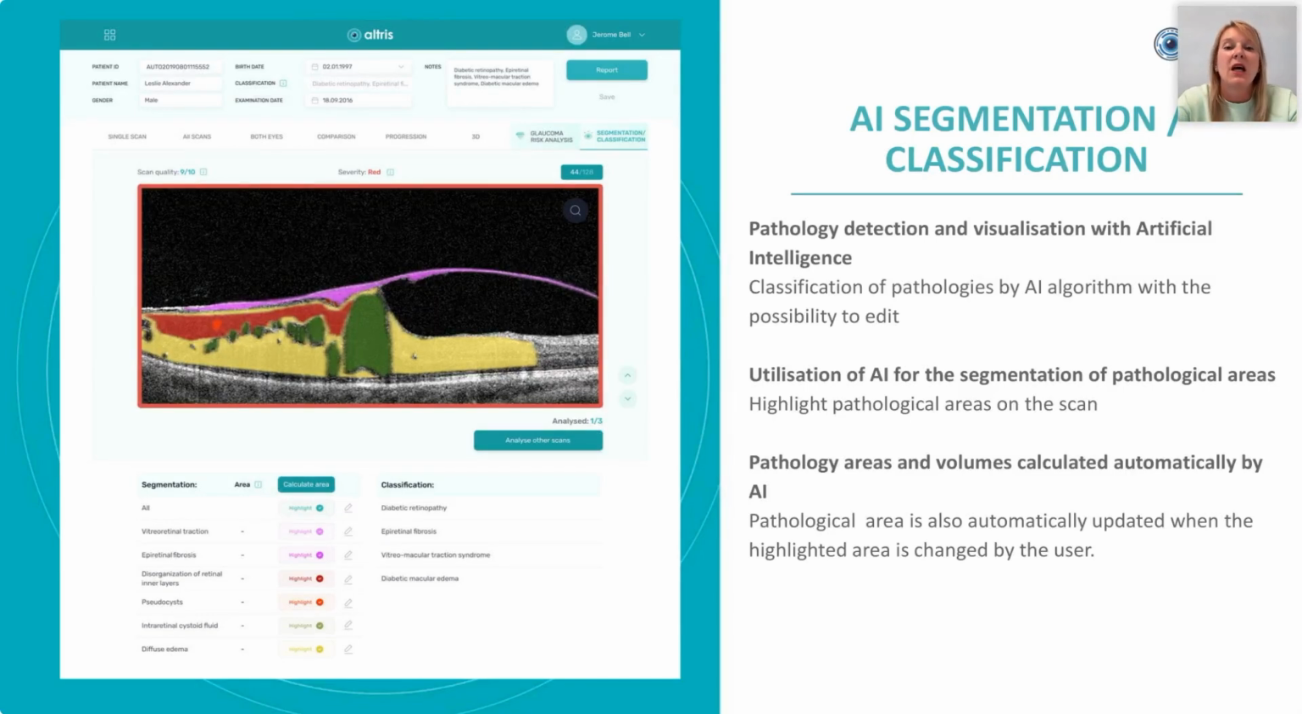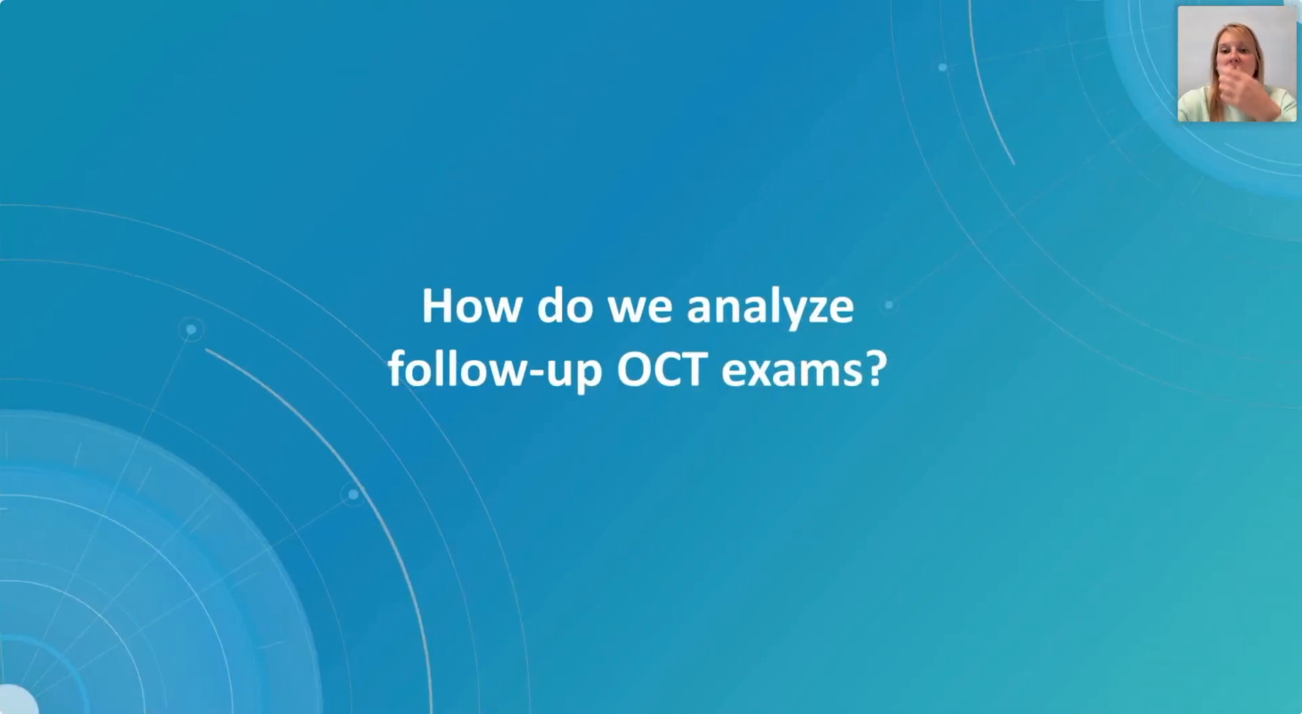So basically, Altris can detect more than 70 pathologies and pathological signs or biomarkers within the retina, and it gives us the color coding. It paints different pathologies in different colors, and it gives us an understanding of how different pathologies look. This is very, very interesting, and we will see some examples a little bit later.